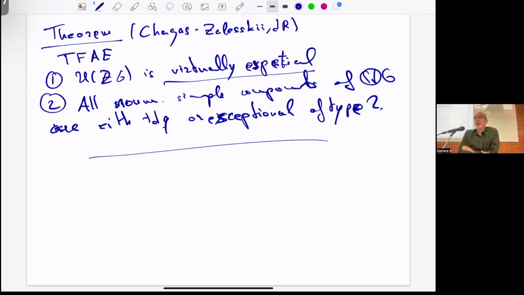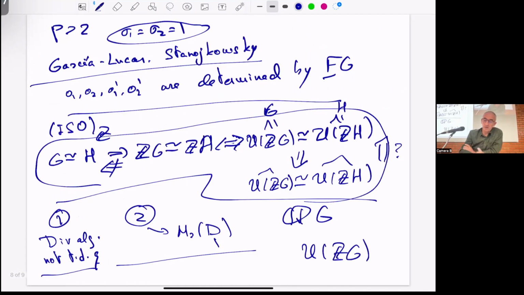But also as a consequence, in this particular case, all these are equivalent. So the isomorphism problem has a positive solution in this particular case, and also the finite quotients determine the groups, actually the original groups. Everything, of course. So that's the result.